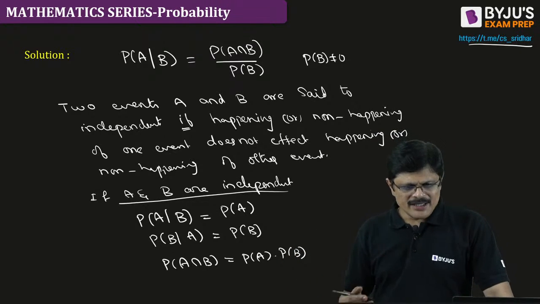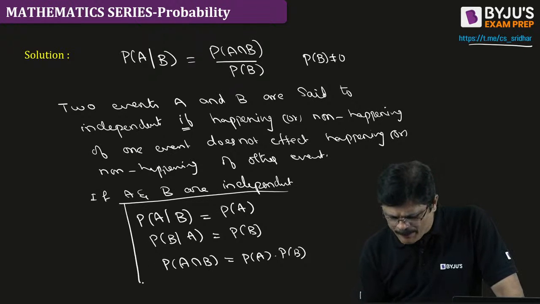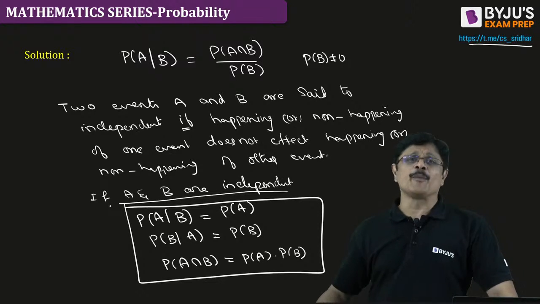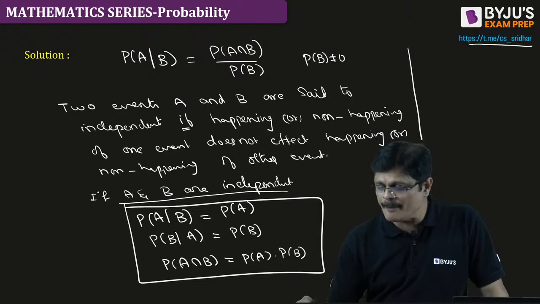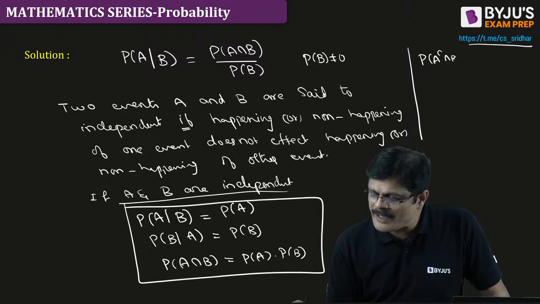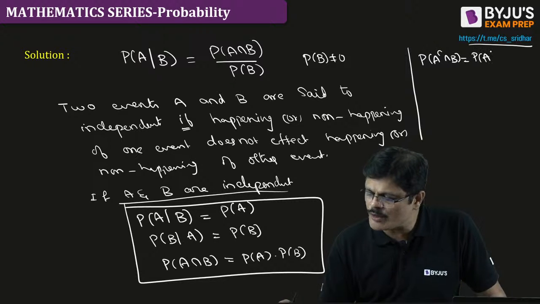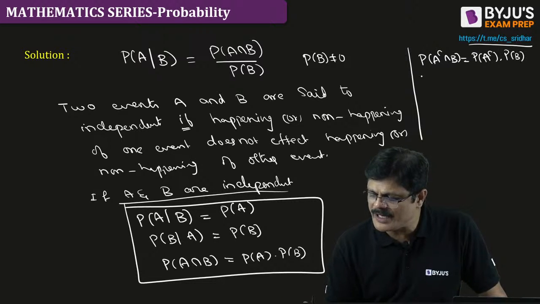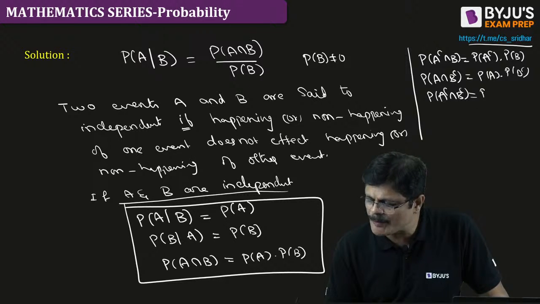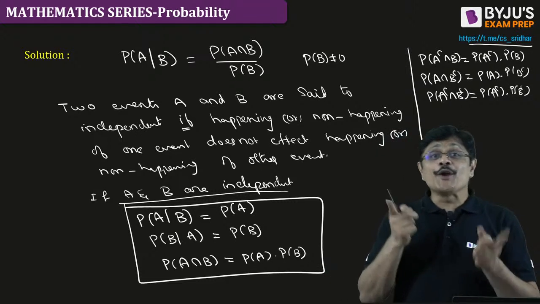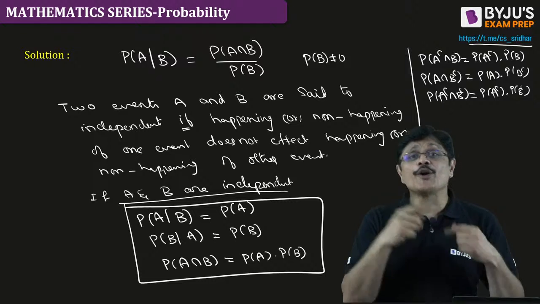So this idea is very important, sir. When A and B are independent, probability of A and B will be probability of A into probability of B. Not only this, when A and B are independent, A complement and B are also independent. That is, this is also equal to probability of A complement into probability of B. Probability of A and B complement is also equal to probability of A into probability of B complement. Not only this, probability of A complement and B complement will be equal to probability of A complement into probability of B complement. See, happening or non-happening does not affect happening or non-happening of the other event.